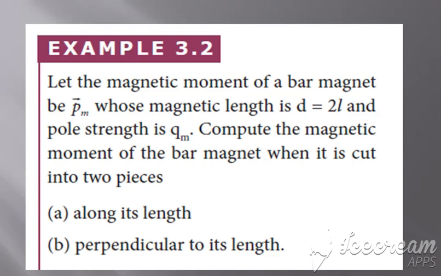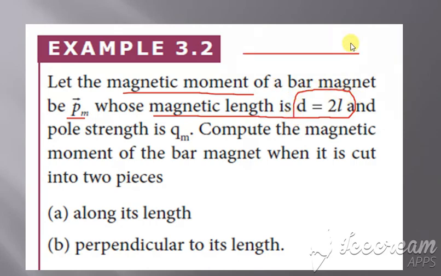We have the second sum, which is example 3.2. The question is: let the magnetic moment of a bar magnet be Pm, whose magnetic length is d equal to 2L. So the whole length is denoted as 2L, and the pole strength on these two ends is denoted by the letter Qm. Calculate the magnetic moment when it is cut into two pieces.